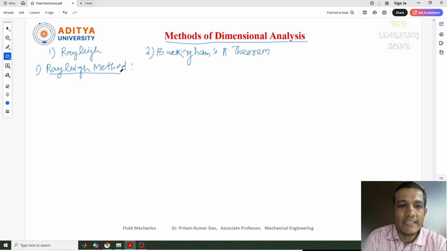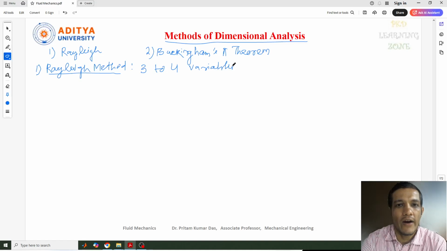Actually, this method is used for determining the expressions for the variables where a maximum of 3 to 4 variables are given. If there are more than 4 variables, then it is very difficult to find out the expressions and which are the dependent variables. So with a maximum of 3 to 4 variables, we can find out the expression between them.